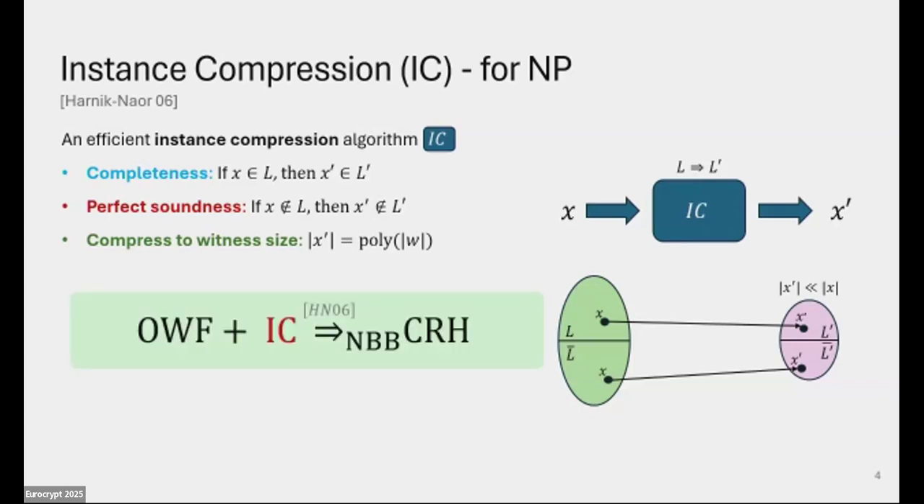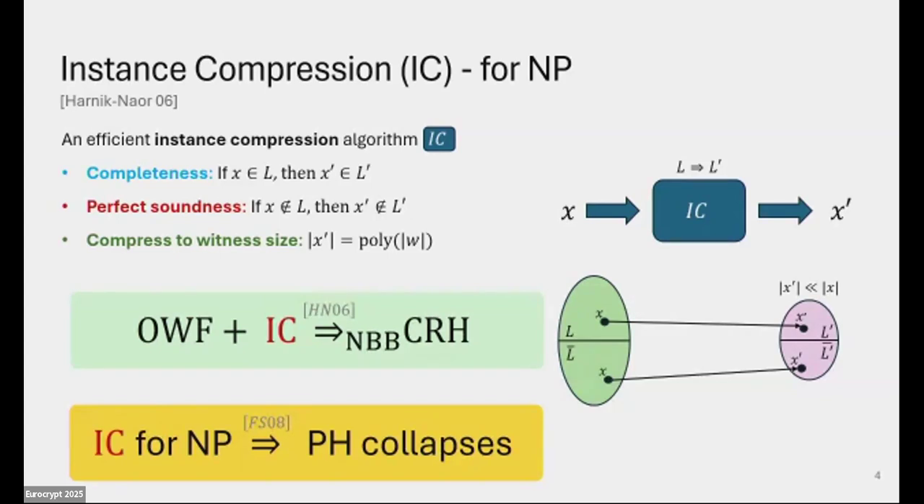What Harnik and Naor actually proved is that, assuming this instance compression object, we can get from one-way functions to CRH using non-black box techniques. So they had this star object, the instance compression object, that can transform one-way functions to collision-resistant hash functions. And the question is, do we have this object? Can we get it from one-way functions?